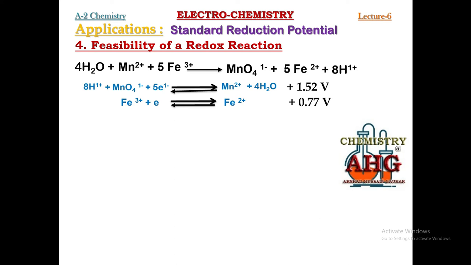So this half cell must become the cathode. What does this mean? It means MnO4⁻ must be present on the reactant side, and Fe²⁺ must be present on the reactant side.